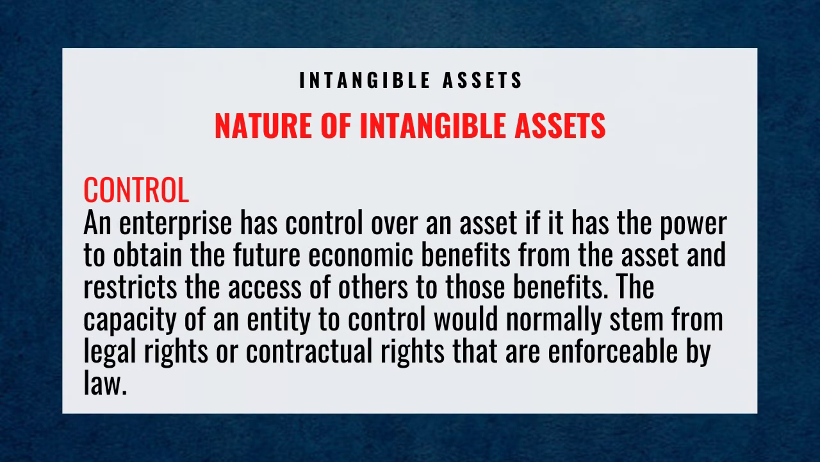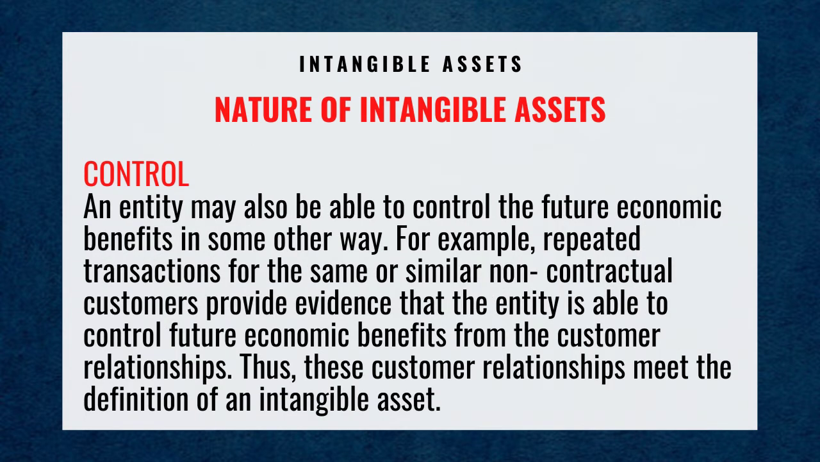Control. An enterprise has control over an asset if it has the power to obtain the future economic benefits from the asset and restricts the access of others to those benefits. The capacity of an entity to control would normally stem from legal rights or contractual rights that are enforceable by law. An entity may also be able to control the future economic benefits in some other way.